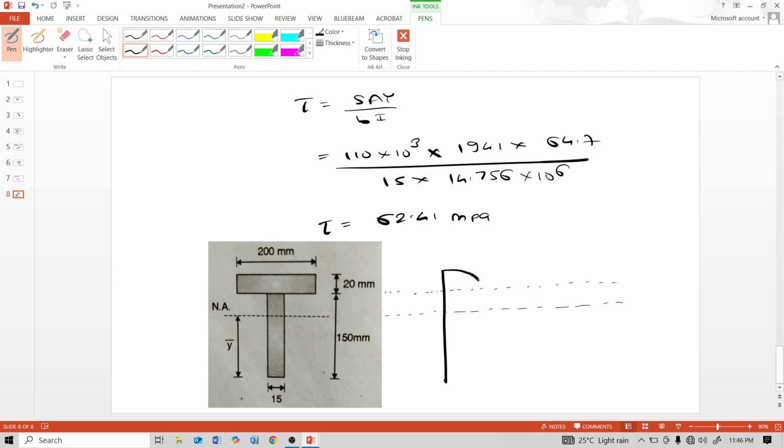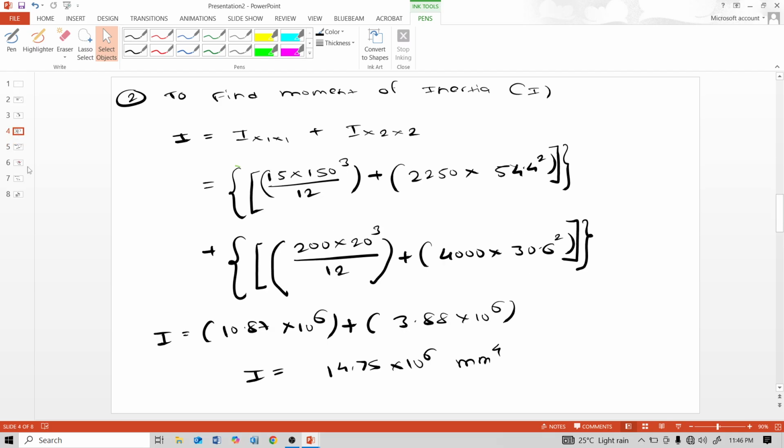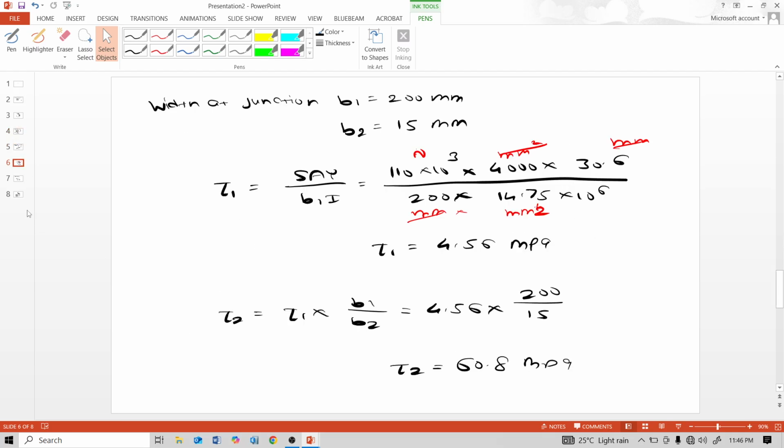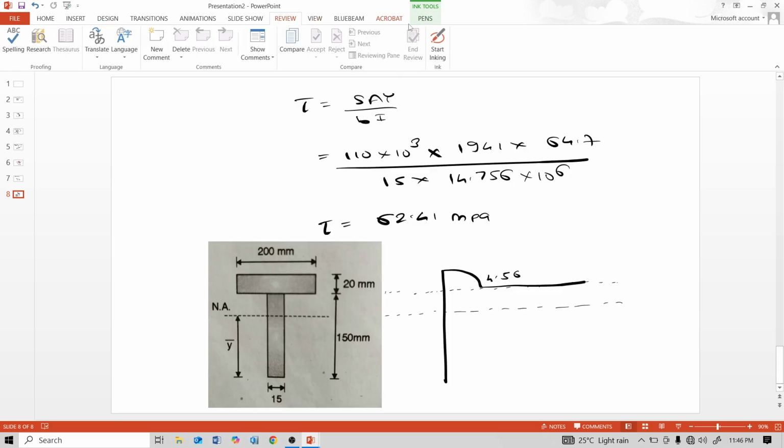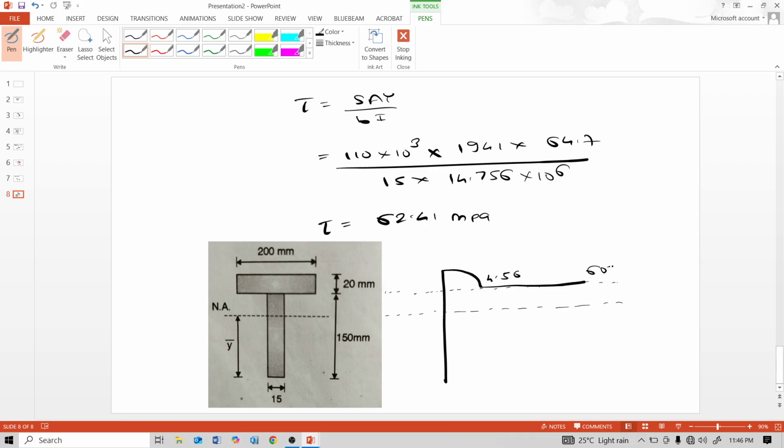So here 4.56, and just below that junction this tau 2 comes, this 60.8 MPa. And at the neutral axis this 62.41. This is the shear stress distribution diagram.